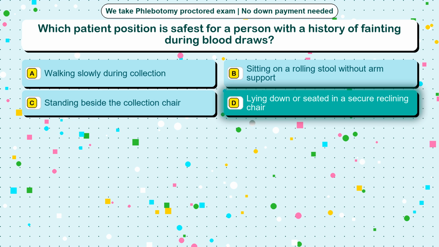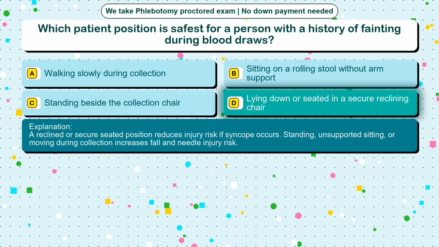Lying down or seated in a secure reclining chair. A reclined or secure seated position reduces injury risk if syncope occurs. Standing, unsupported sitting, or moving during collection increases fall and needle injury risk.